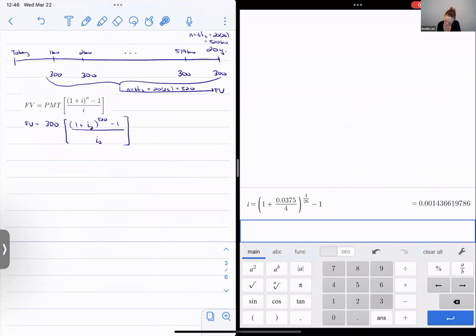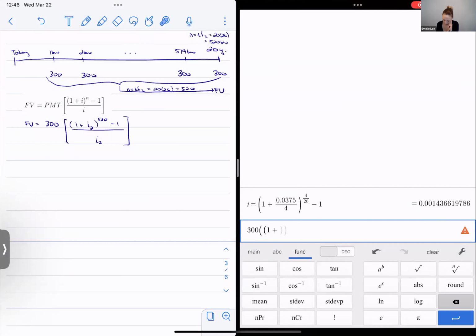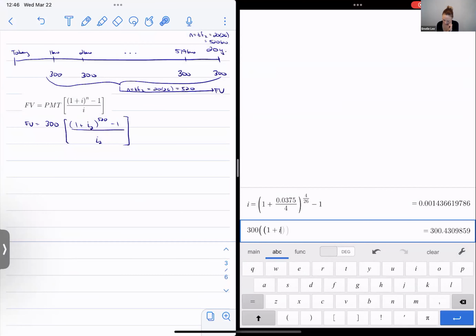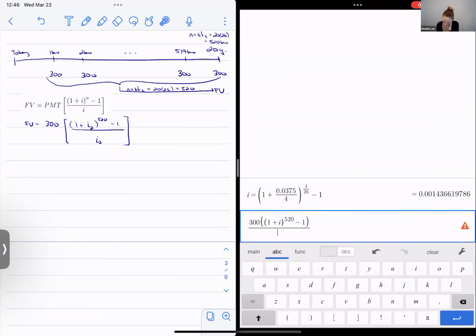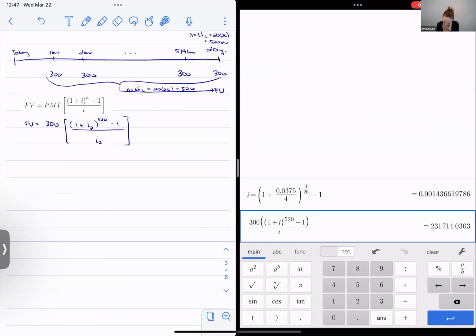So now I have 300 times, I'm going to use brackets kind of excessively, right? Just making sure that it's applying things the way I want it to. 1 plus I, okay. And it recognizes that that's a value to the power of 520. Step it down, minus 1. And then close that bracket divided by I again. Let me see if that matches what it's supposed to be.